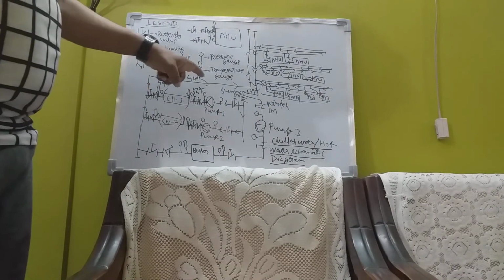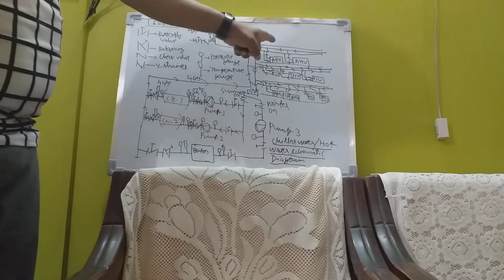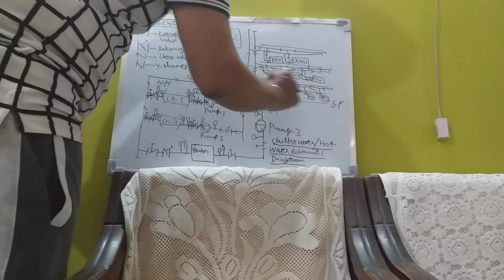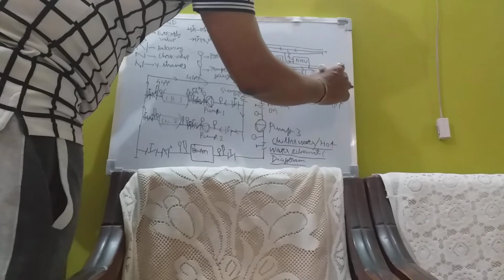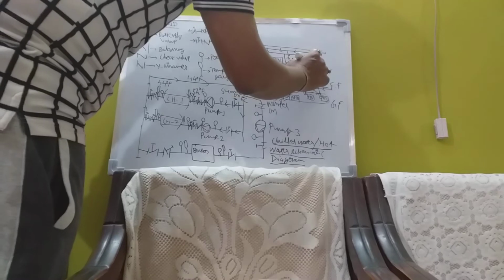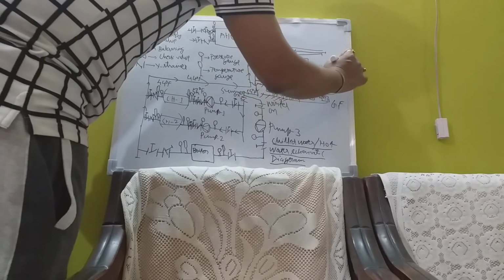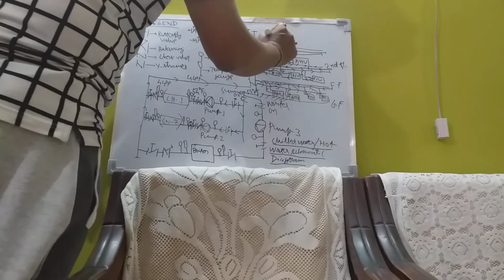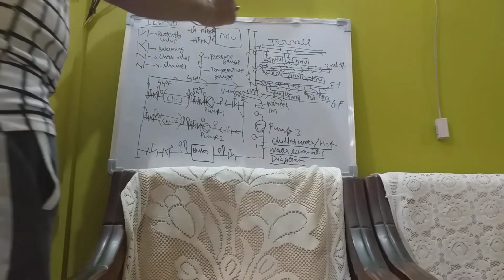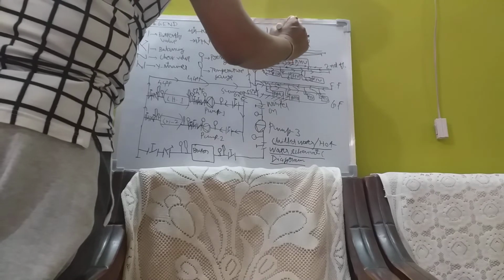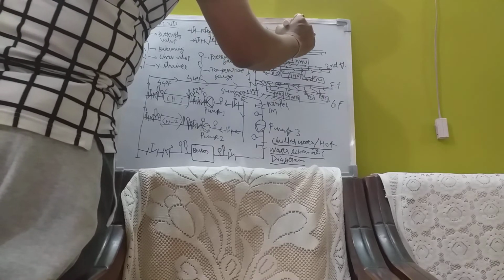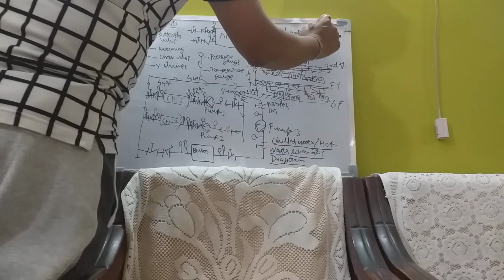This is how the chilled water system goes through the network of the buildings. These are different floors of the buildings. I can call this the ground floor, this the first floor, this the second floor, and then there is the terrace. And there is one expansion tank here.